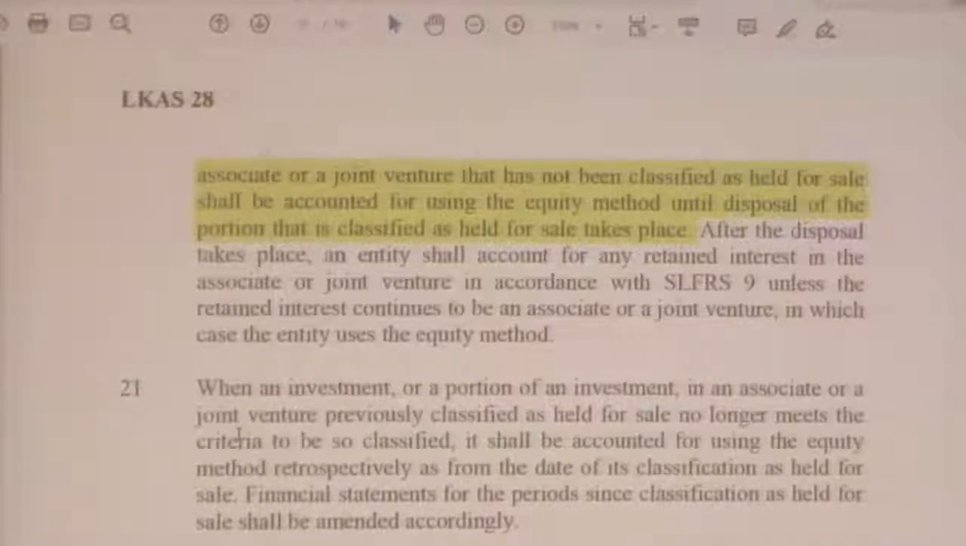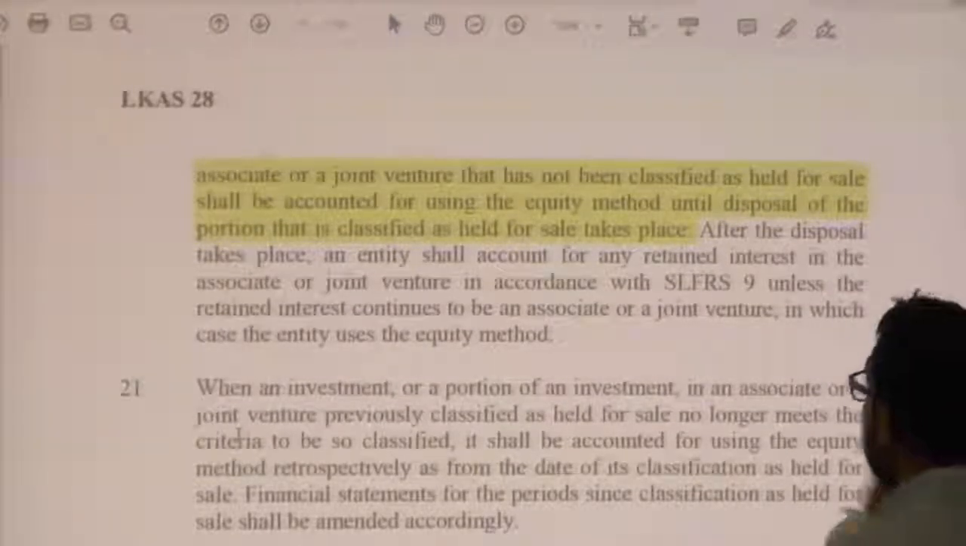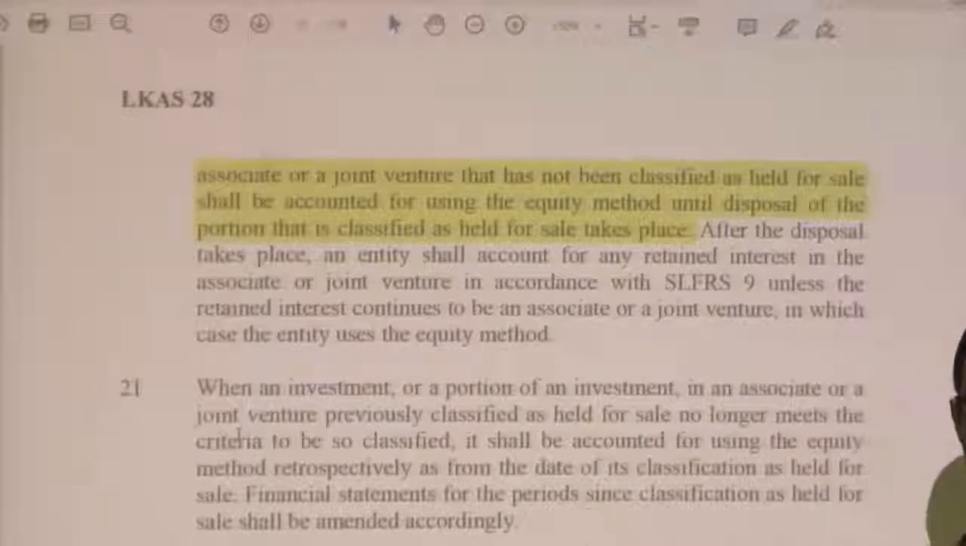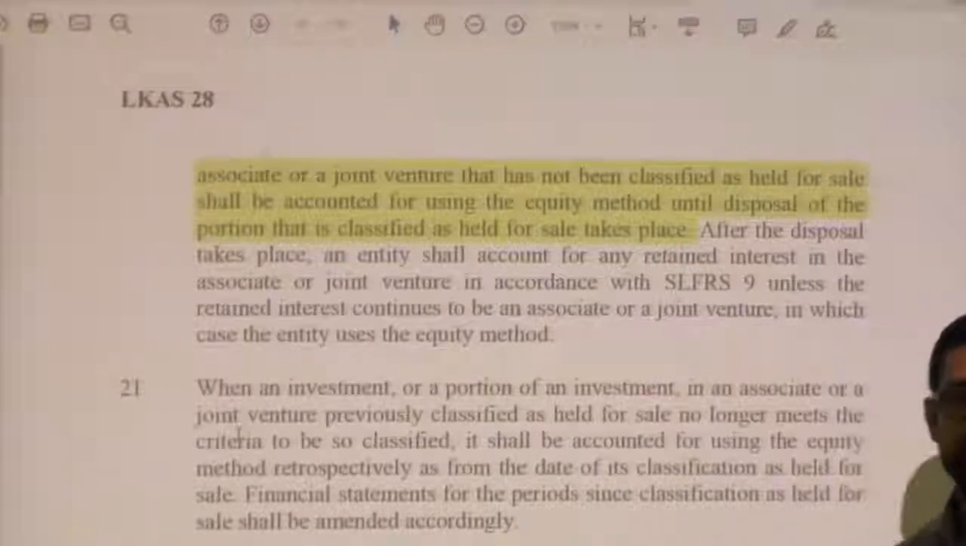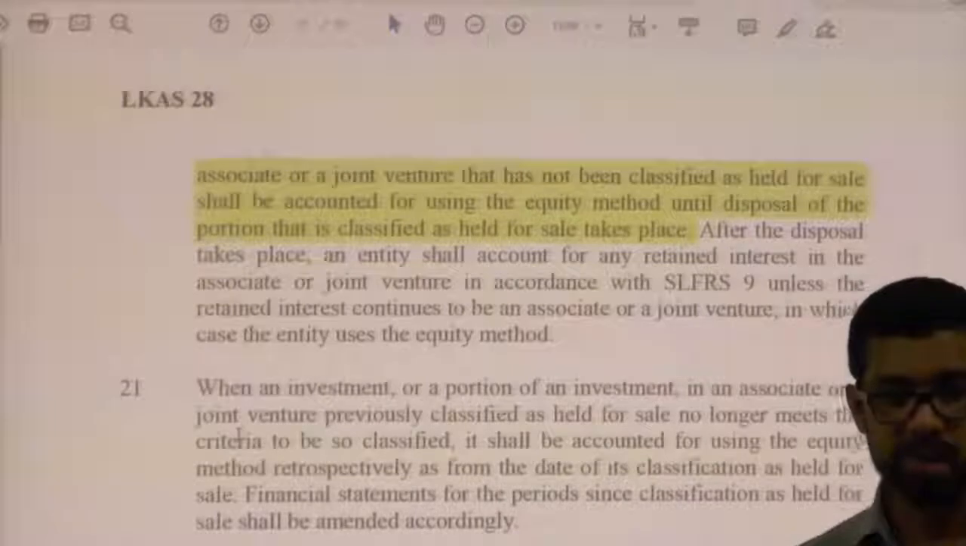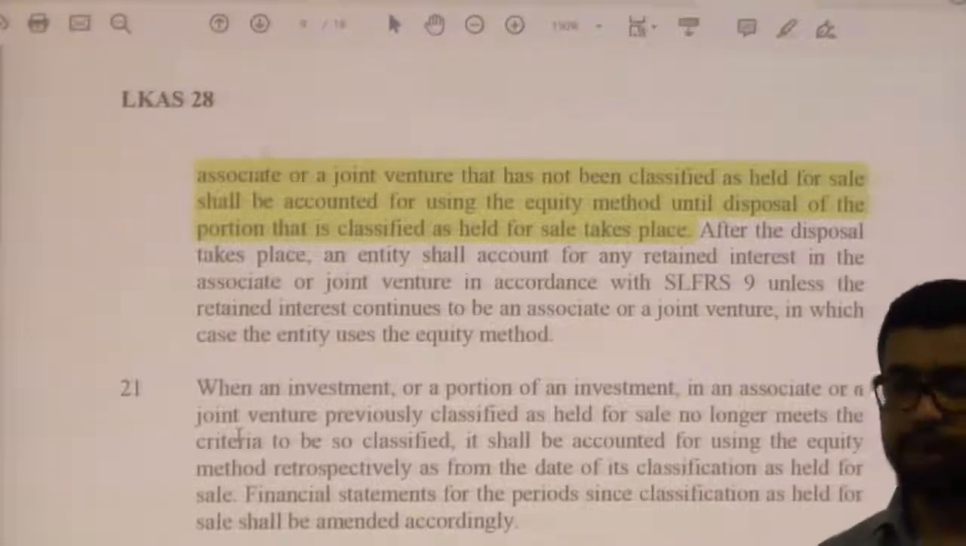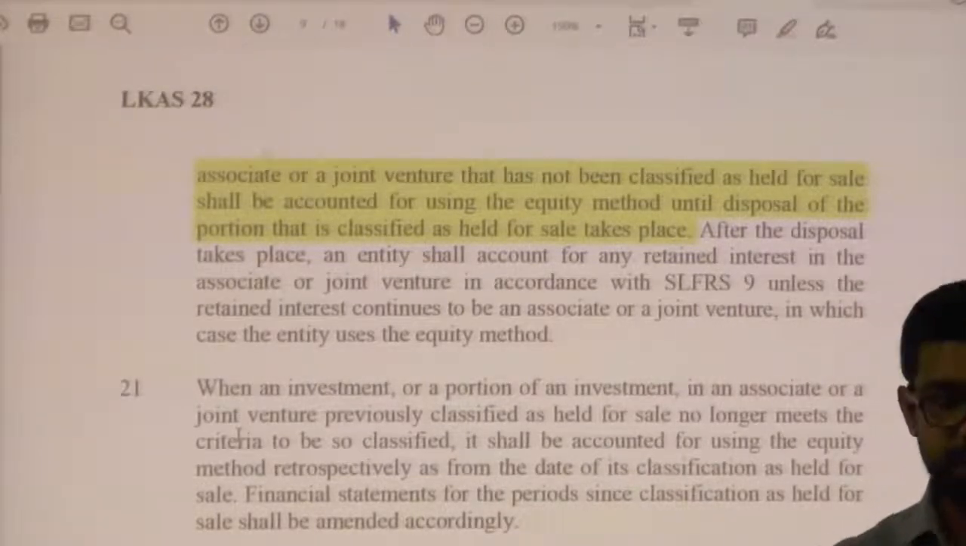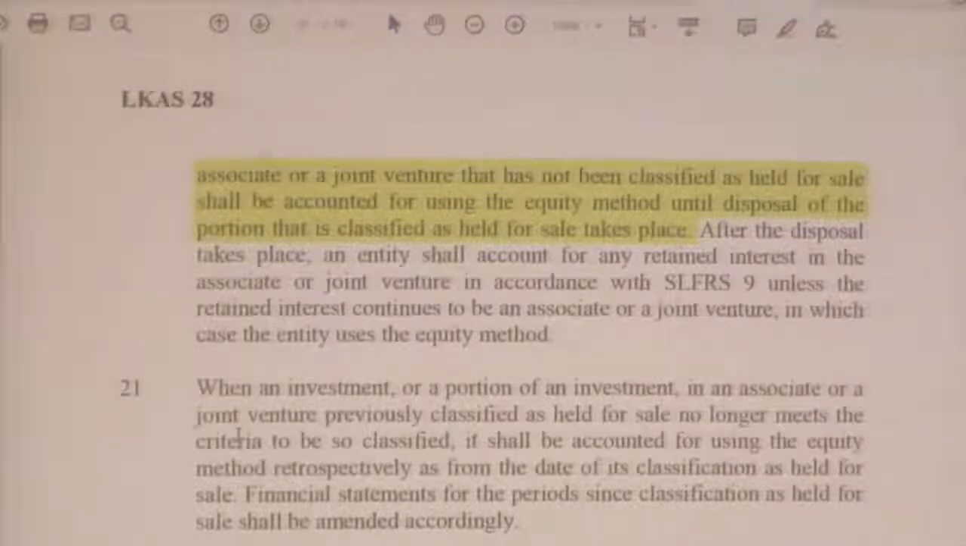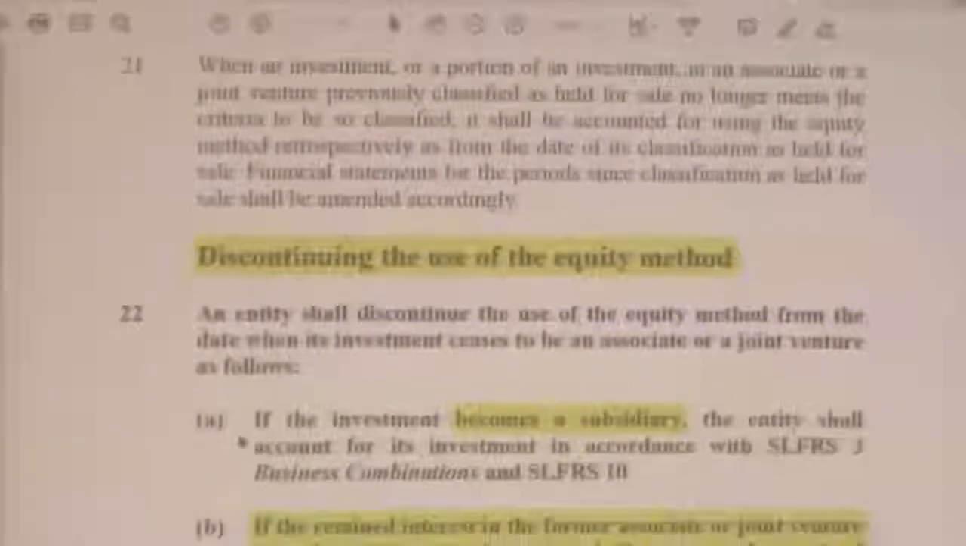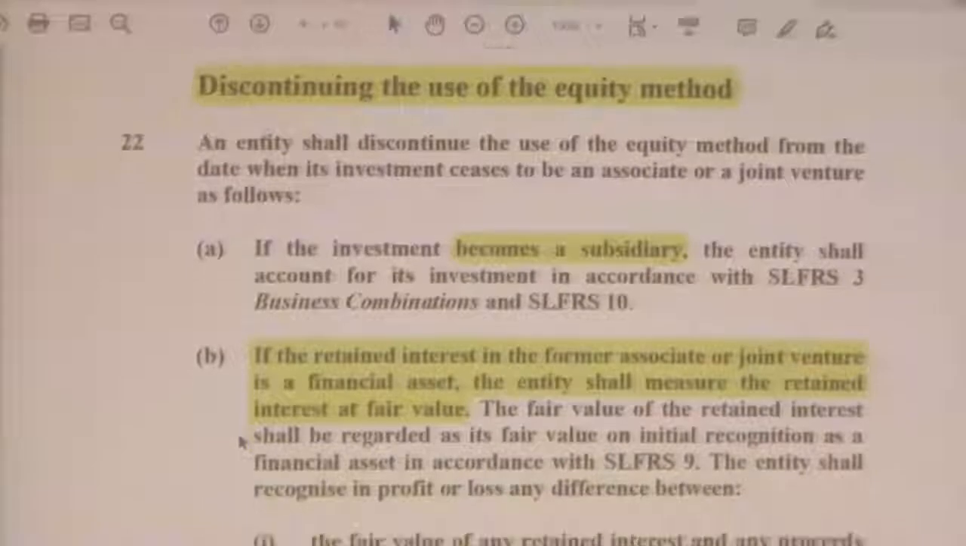Let's say once you decide to sell or dispose of an investee, from that date onwards you have to identify it as what? Asset held for sale and discontinued operation. But let's say part of it you have not recognized under that, then for that part you have to continue to apply this standard, right? Discontinuing use of the equity method.